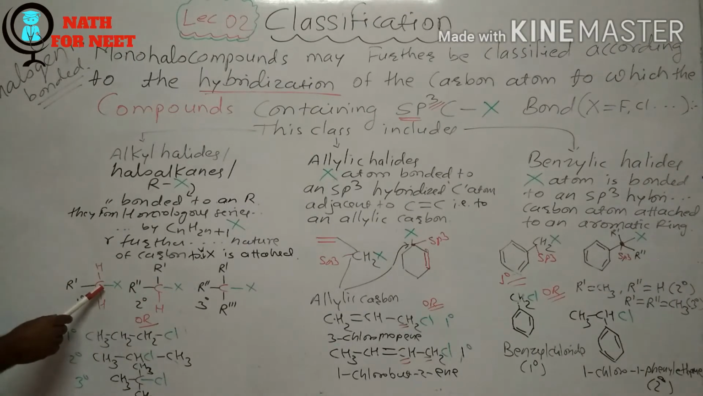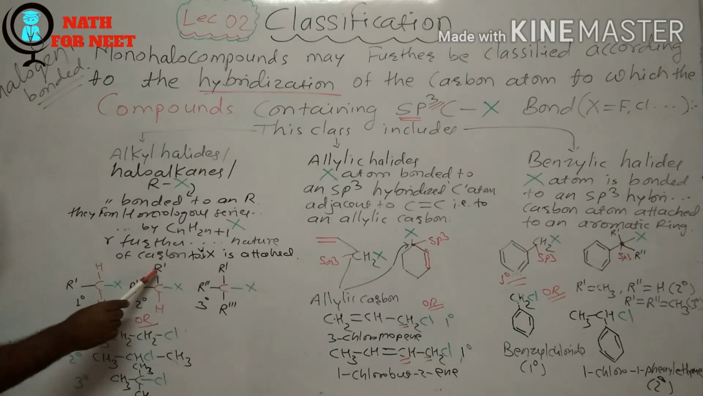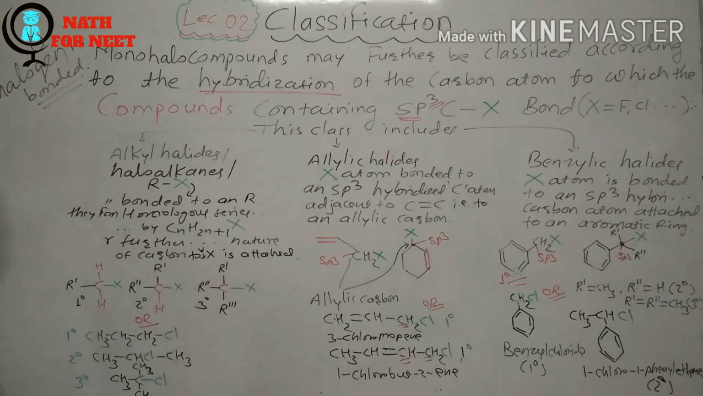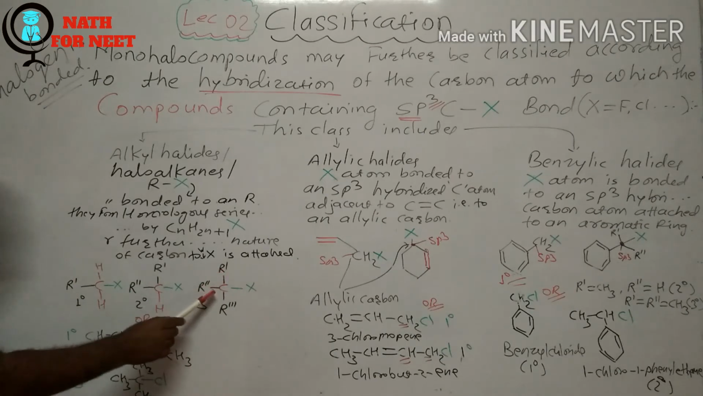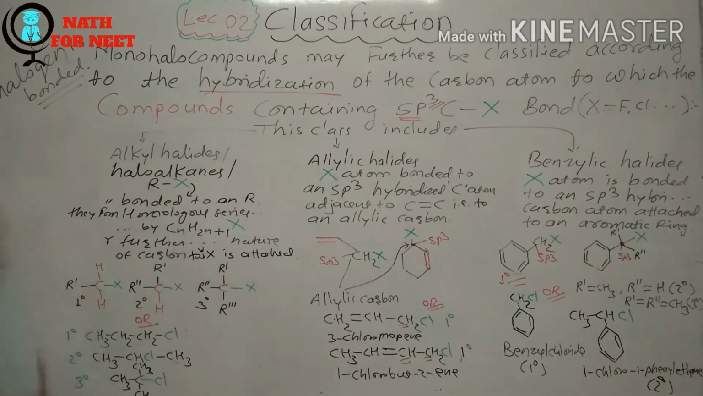Why? Because this carbon is attached to only one carbon, and this is a primary carbon. This carbon is attached to two carbons, one from this alkyl group, one from this. So the carbon is in the vicinity of two other carbons. In this case also this carbon is attached to two other carbon atoms. Here this is attached to three carbon atoms, and to this carbon halogen is bonded. So this is the tertiary carbon, this is the secondary carbon, and this is the primary carbon.